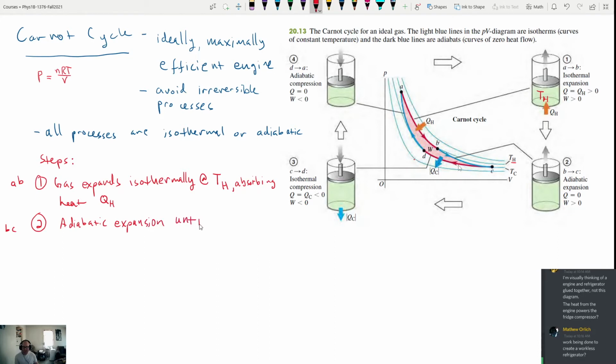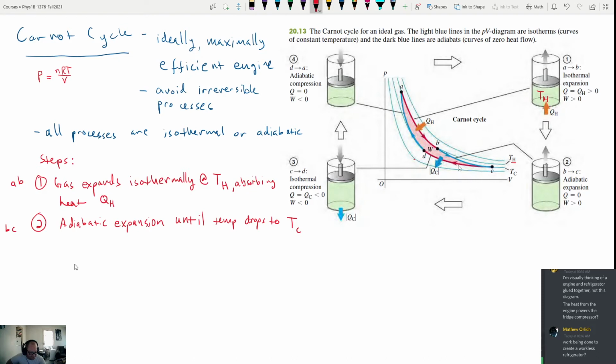And remember that adiabatic just means that no heat is going in or out. This is until the temperature drops to TC. So this is the part I don't understand really well here. So we said earlier that, okay, that's the key thing. Heat flow through a finite temperature drop is an irreversible process.